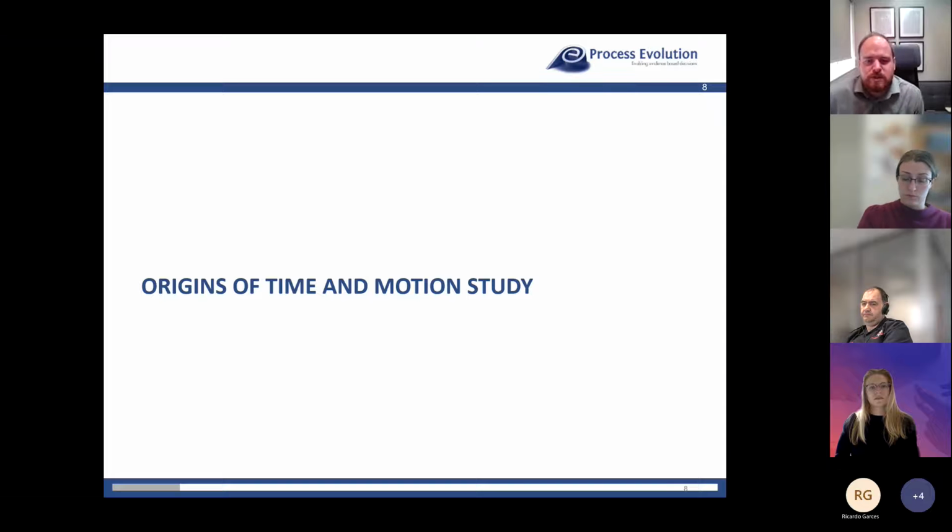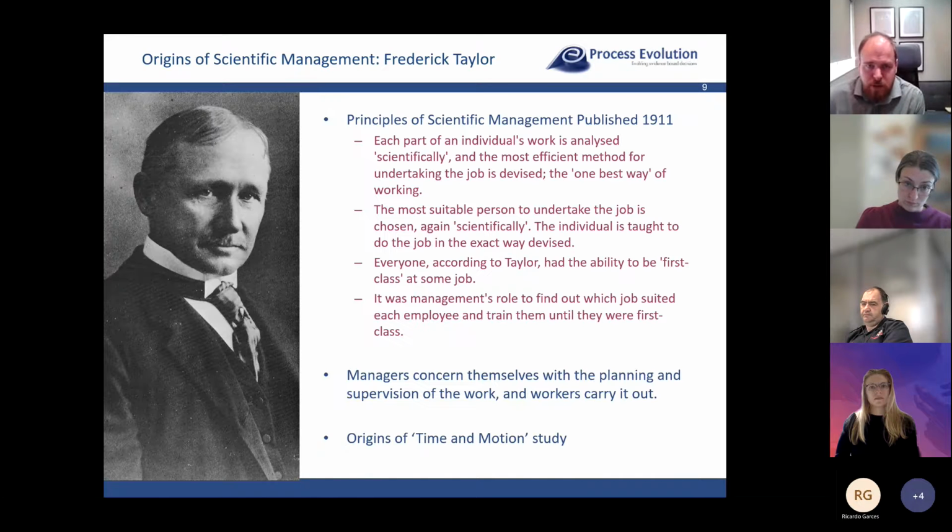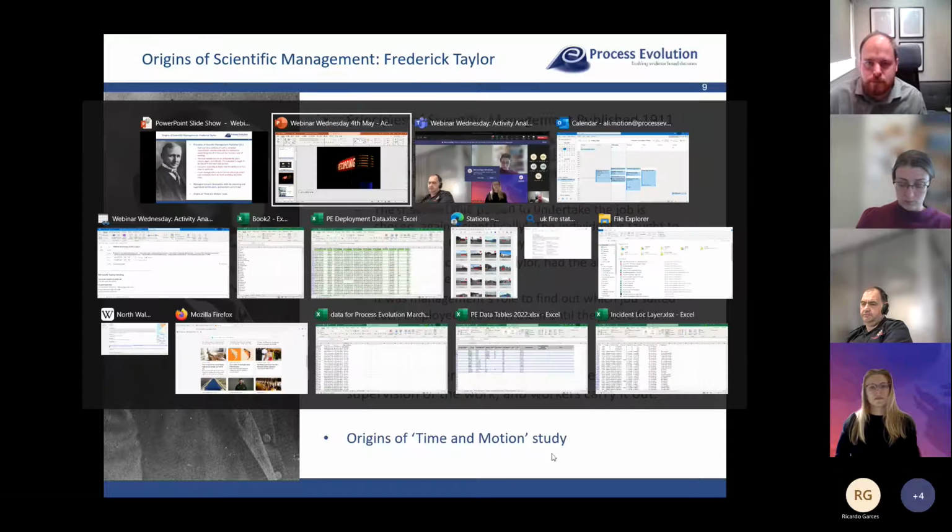So just in terms of the origins of time and motion study.